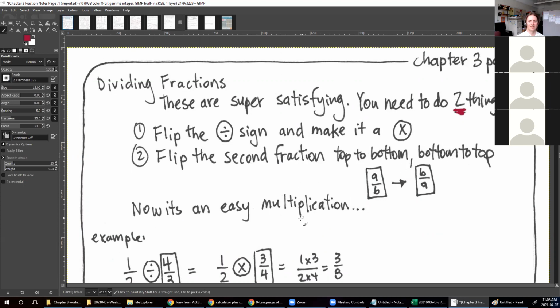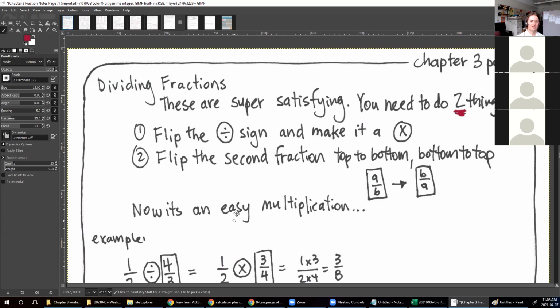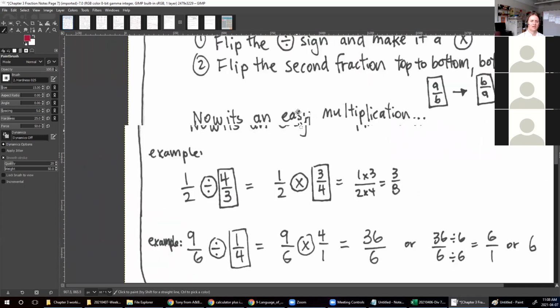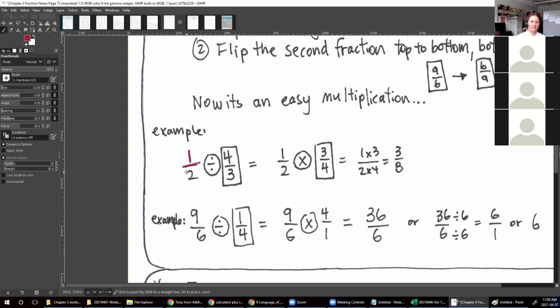Maybe it'll be easier if I explain this, but you can certainly look at these rules if you have to do a dividing question. If we have 1/2 divided by 4/3, we flip the sign to make it a times. We also flip the fraction on the right, top to bottom, bottom to top, so 3 goes on the top and 4 goes on the bottom. Now we have 1/2 times 3/4, and it's the same as the multiplications we just finished doing.